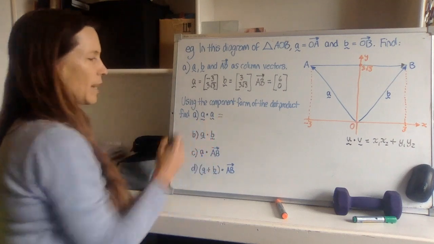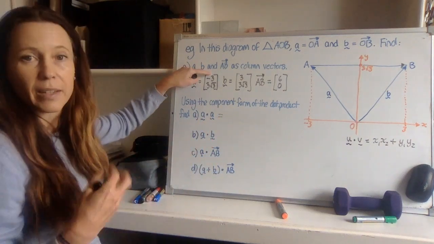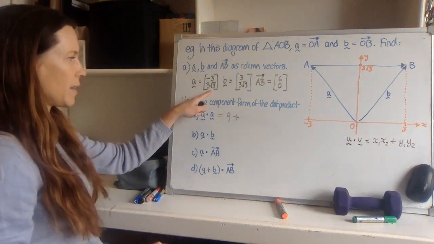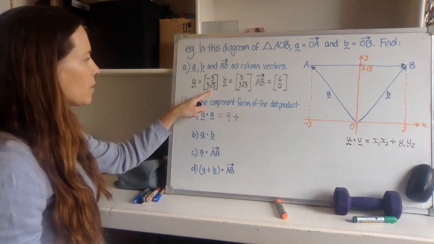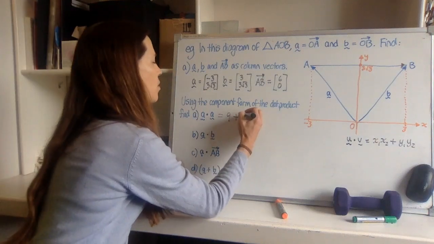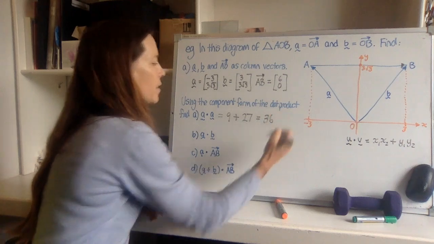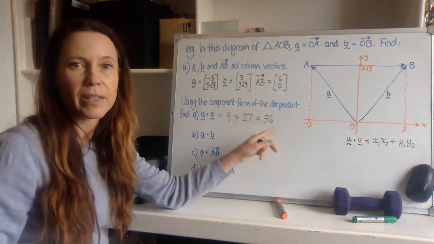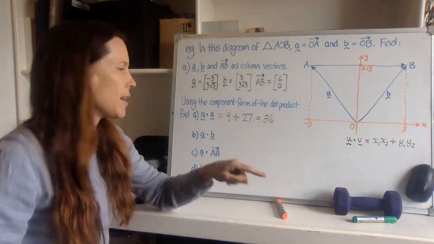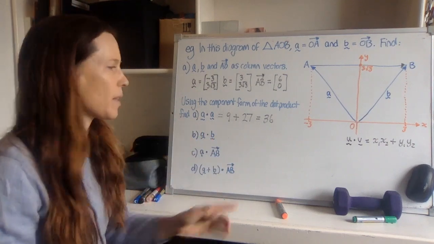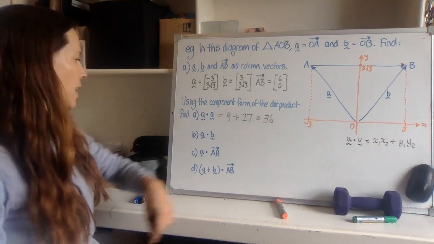So a dot a just means we need to do -3 times another -3, and that will be 9. And then the y's multiplied together, 3√3 times 3√3, well, that's 3 times 9, which is 27. So we get 36. And remember, what we're looking for with the dot product is a scalar quantity as our answer. We're not looking to make another vector, so don't try and put it in column form or anything like that. Just follow the recipe and out will come the solution.